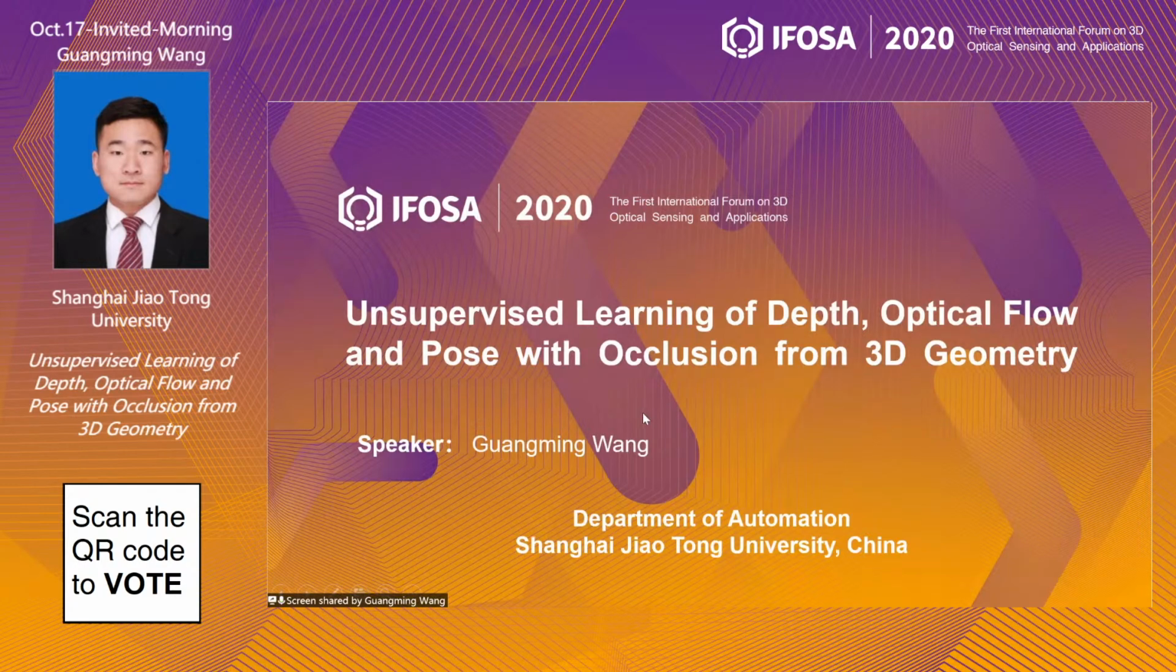Hello everyone. My name is Guangming Wang, and I'm from Shanghai Jiao Tong University. My topic is the unsupervised learning of depth, optical flow, and pose with occlusion from 3D geometry.